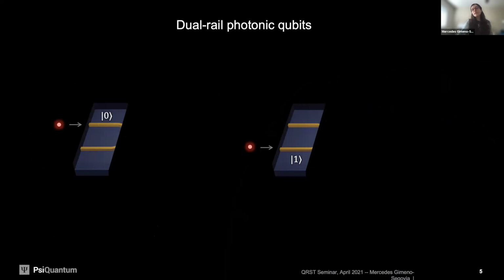Now you can see what I meant about loss being heralded, because we are always in the subspace where we have a single photon between two waveguides. So if at any point we detect either more than one photon or less than one photon, then we know that some error has occurred. In particular with loss, which is the main source of error for a photonic system, it's heralded in this way.